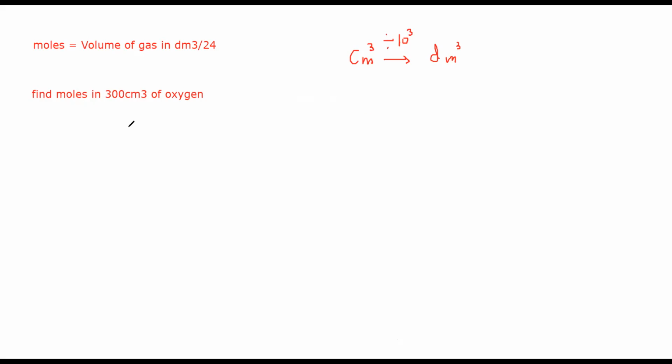So first thing, the volume is in cm cube. We have to convert into dm cube. So divide by 1000. That makes 0.3 dm cube. Now you will use the formula to get the moles. What's the formula for moles of a gas? If the volume is given, volume of the gas in decimeter cube divided by 24. 0.3 divided by 24. What's the answer? 0.0125, and that is mole.